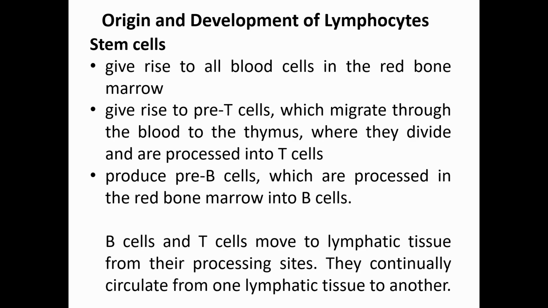So, origin and development of the lymphocytes. Your lymphocytes originate from your stem cells. Stem cells give rise to all blood cells in the red bone marrow. They give rise to pre-T cells, which migrate through the blood up to the thymus, where they divide and are processed into T cells. They also produce pre-B cells, which are processed in the red bone marrow into B cells. Once matured, B cells and T cells move to lymphatic tissue from their processing sites, and they continually circulate from one lymphatic tissue to another.